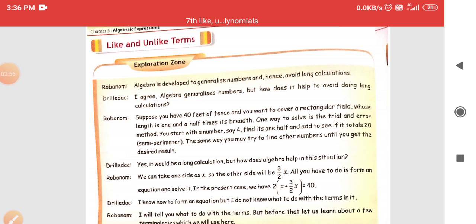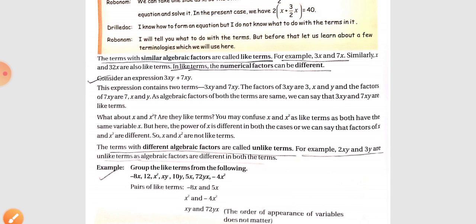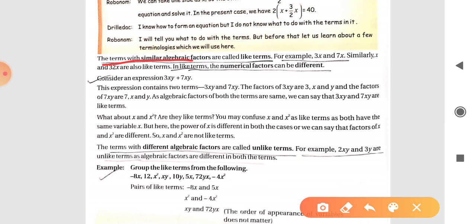And next is like and unlike terms. What are like and unlike terms? Firstly, what are like terms? The terms with similar algebraic factors are called like terms. For example, 3x and 7x.